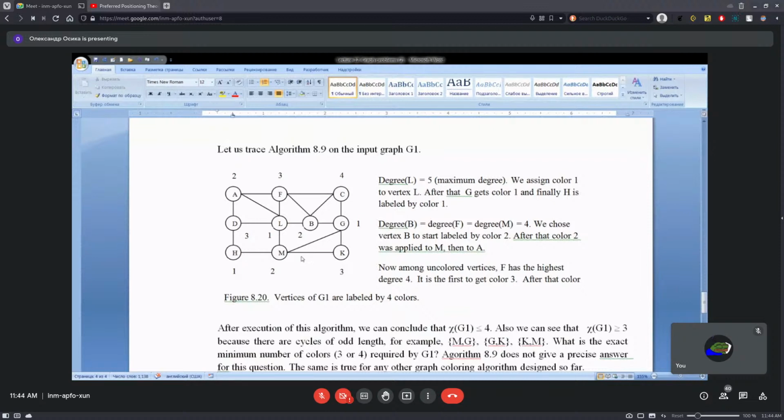G1. So first we find a vertex with the largest degree. It is L, because 1, 2, 3, 4, 5. The degree of L is 5, the maximum degree. We assign color 1 to this vertex.